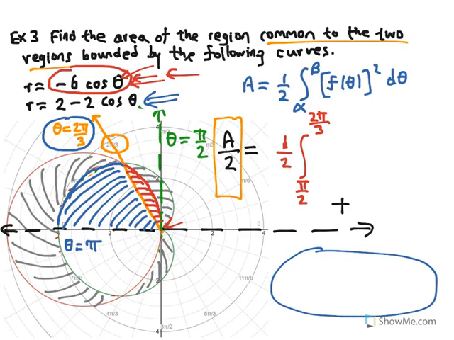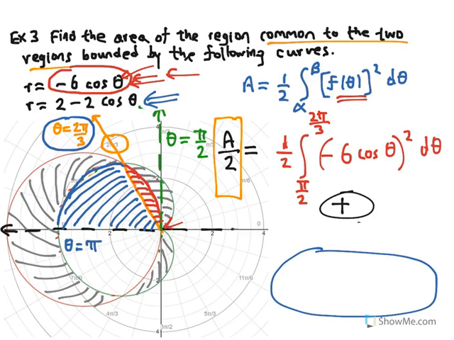The red region is bounded by the two radial lines, theta is equal to pi over 2, theta is equal to 2 pi over 3, and the graph of r is equal to negative 6 times cosine theta. So for the polar equation, you need to write negative 6 times cosine of theta, and of course you have to square that, and you have d theta, and you're going to add to that the area of the blue region, and we're going to write a definite integral for that.